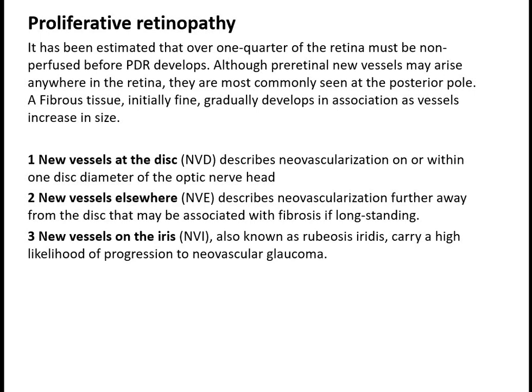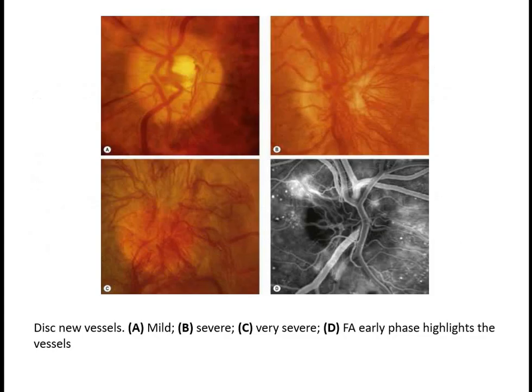New vessels elsewhere describes new vascularization further away from the disc that may be associated with fibrosis if long standing. If the condition is more severe, the abnormal blood vessels reach the iris, and it is called rubeosis iridis, which carries a high risk of progression to neovascular glaucoma.